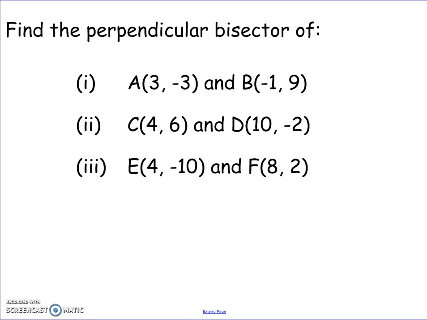The question is quite simple. Let's find the perpendicular bisector of these three pairs of points. So the first pair is A at (3, -3) and B at (-1, 9). Your second pair is C at (4, 6) and D at (10, -2). And your third pair is E at (4, -10) and F at (8, 2). Find the perpendicular bisectors of each of those. Come back and check your work.